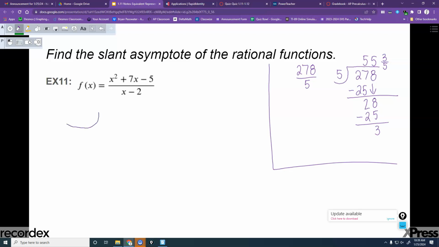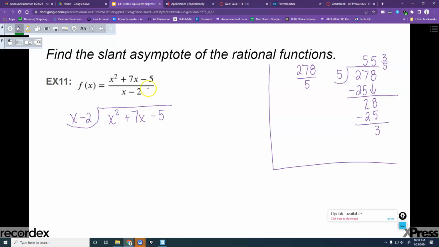So what's on the bottom goes on the outside, so there's our x minus 2. And then we're going to have x squared plus 7x minus 5. Okay, so dividing is the hard part here. It's kind of easy with numbers. You're thinking, how many times does 5 go into 27? Because you can divide that. If I ask you, how many times can x minus 2 go into x squared plus 7x? Not as easy to think about, right?